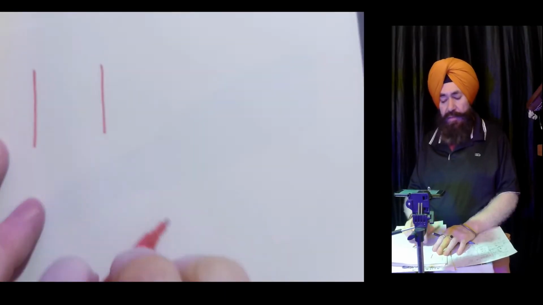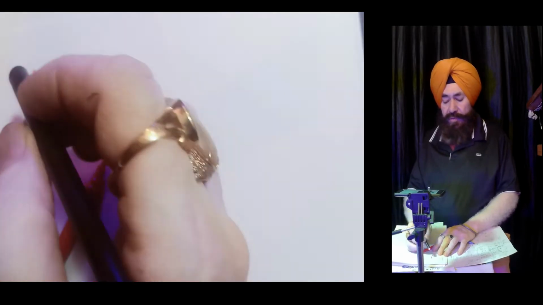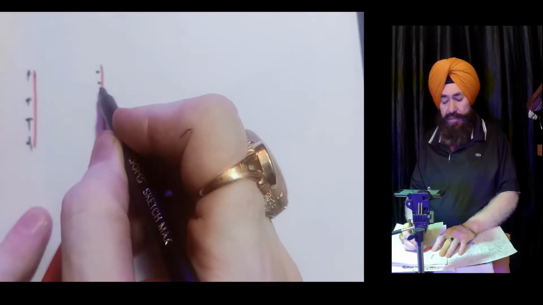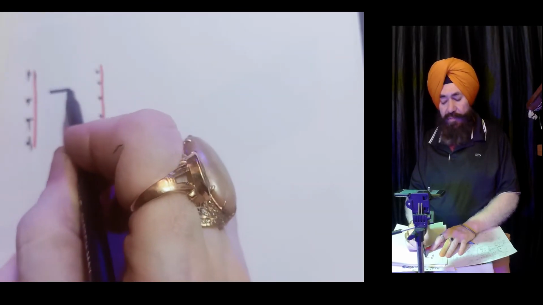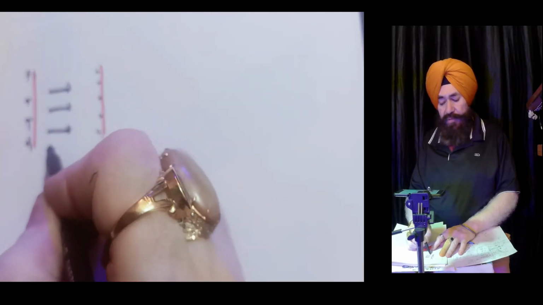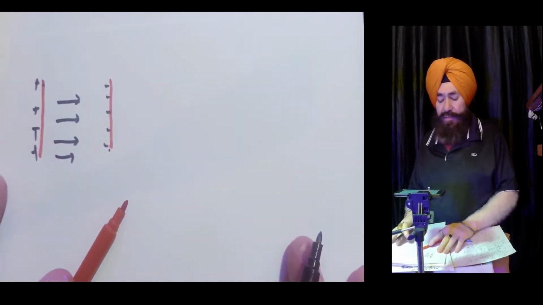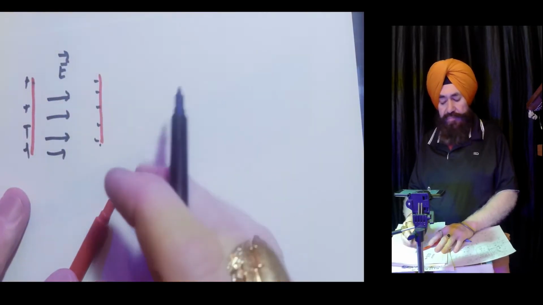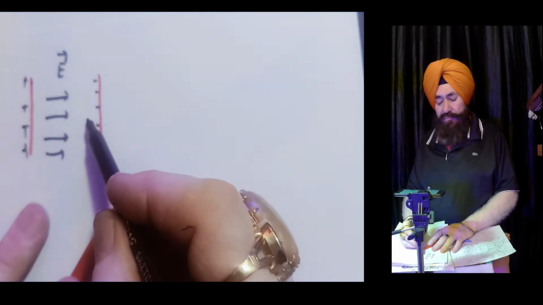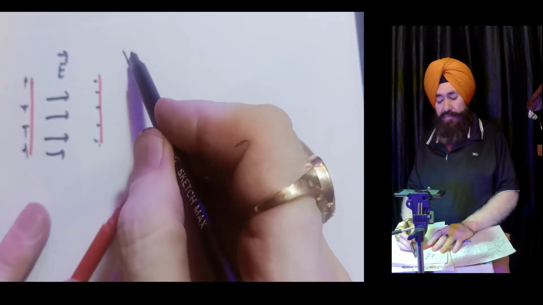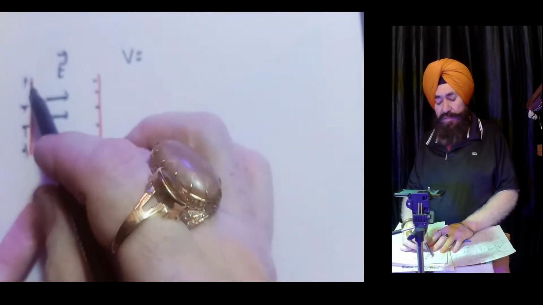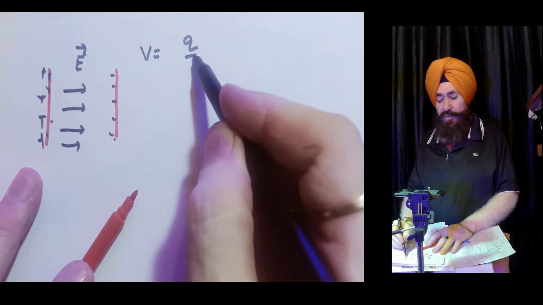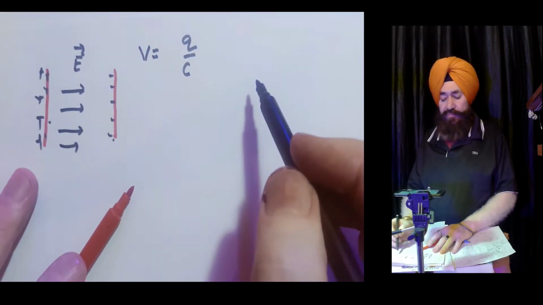This is my capacitor, with positive and negative charges. The field will be positive to negative, like that. This is the electric field, E. At any instant, the potential is V, and the charge on the plate is Q. V is equal to Q by C.